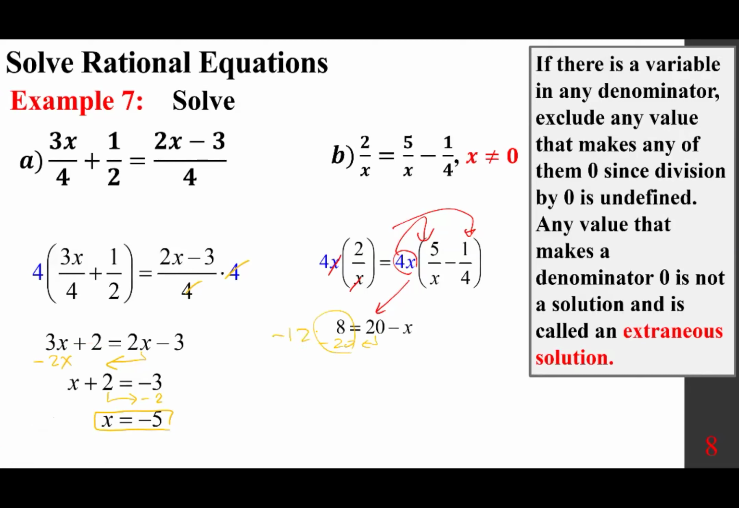minus x is -12, x is positive 12. And you should check with what you wrote here. X can't be 0, so we are in good shape because x is a number that is not 0.